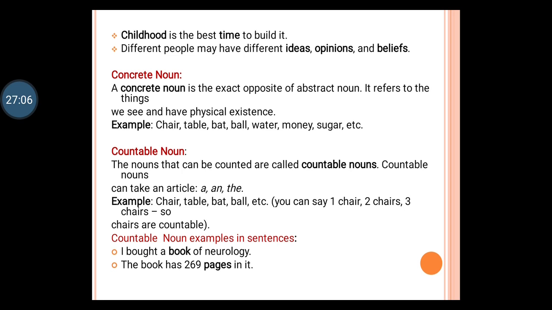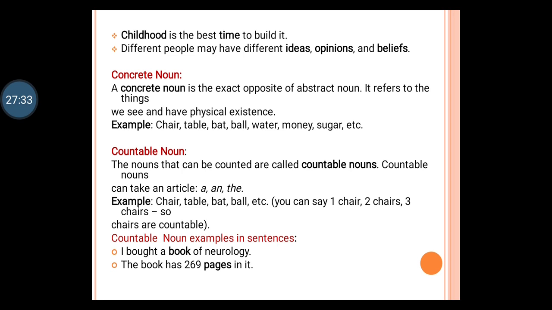A chair, a table, a bat, a ball, water, money, sugar. These things are things we can see and touch. They exist physically. So that's the example of concrete nouns. Remember, a concrete noun is the opposite of the abstract noun. Then we have countable noun.